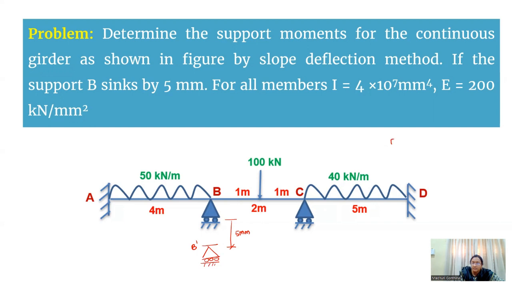So I'll just convert here. EI will be equal to 200 into 4 into 10 power 7 kilonewton mm square. That means it will be equal to 8,000 kilonewton meter square. So EI you can take as 8,000 kilonewton meter square. Here we are just converting. Okay, so next.